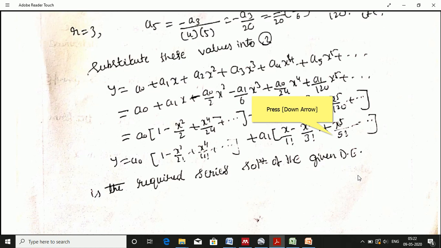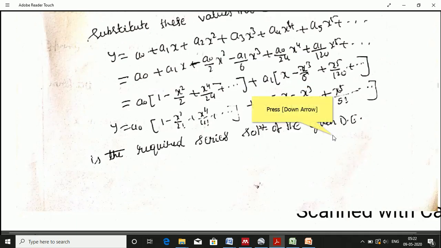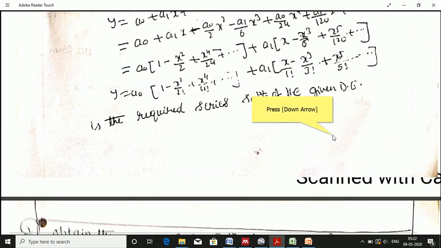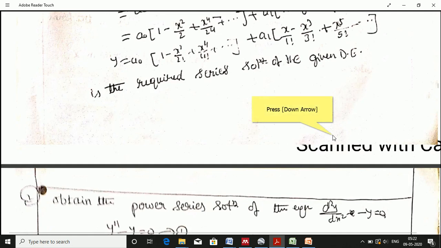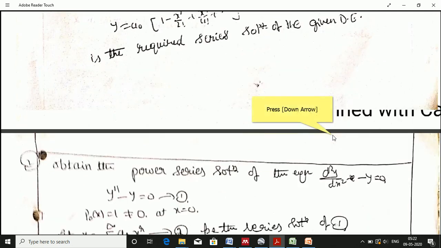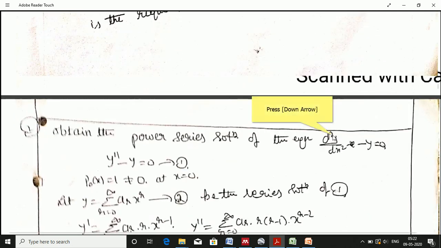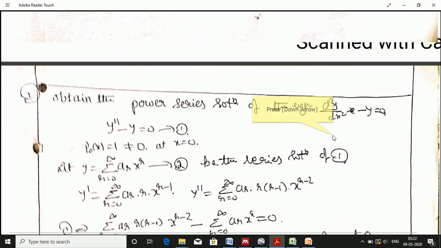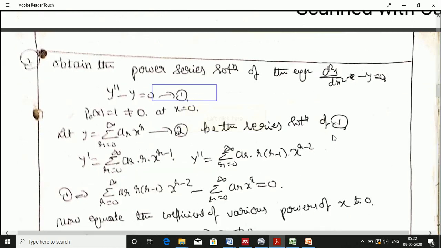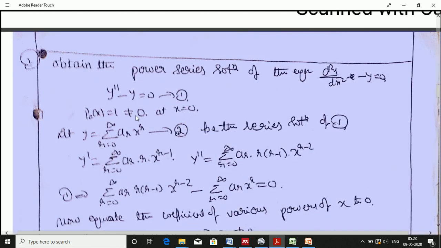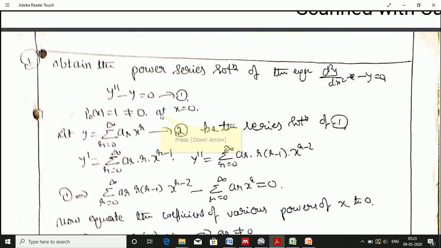This is a series solution of the given differential equation by power series method. Power series method is applicable when p naught of x is not equal to 0 at x is equal to 0.